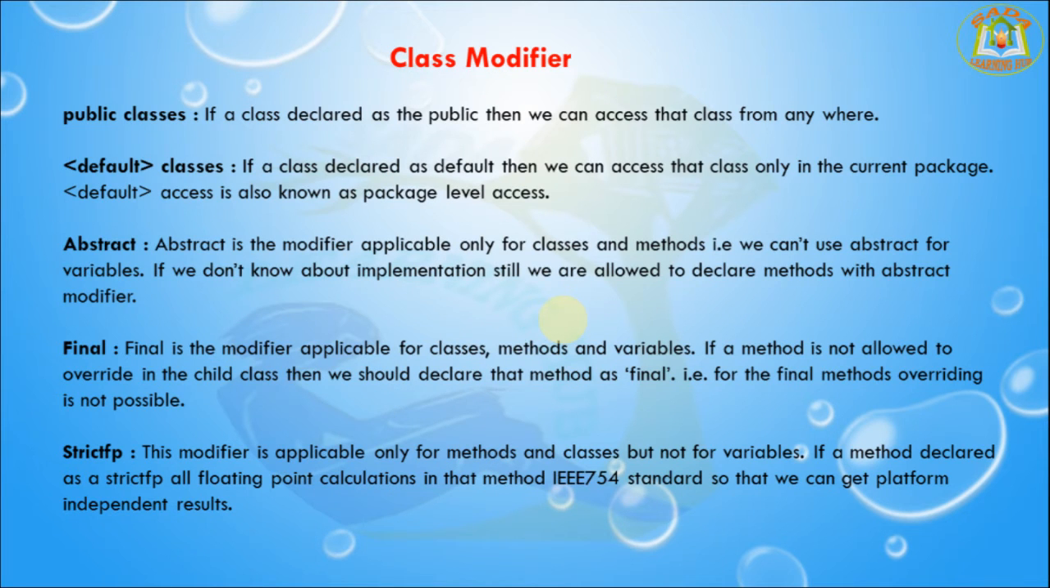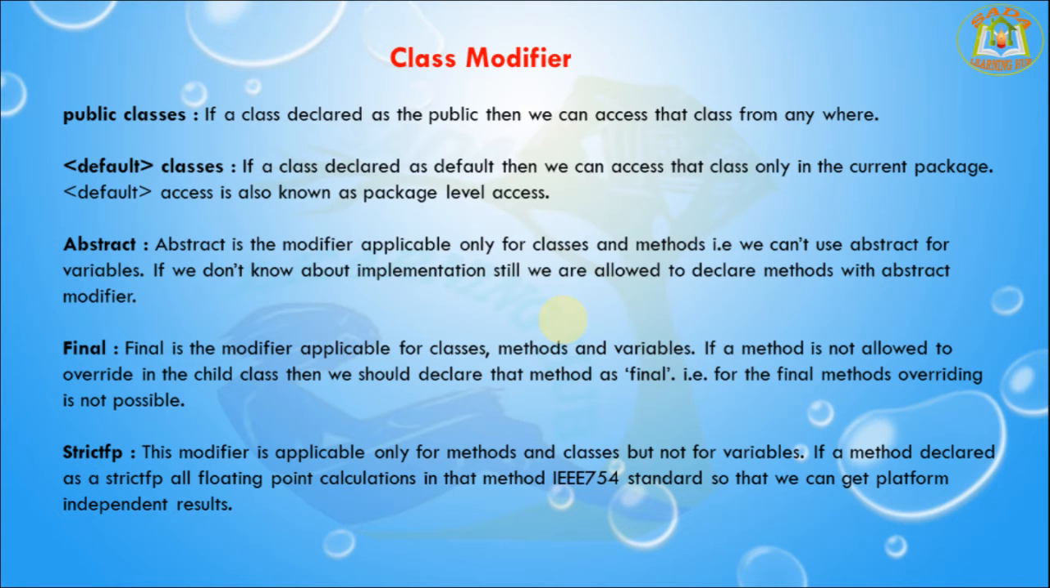Public classes. If a class is declared as public, then we can access the class from anywhere. Now, default classes. If a class is declared as default, then we can access that class only in the current package. That is, default access is also known as package level access. And abstract. Abstract is a modifier applicable only for classes and methods.